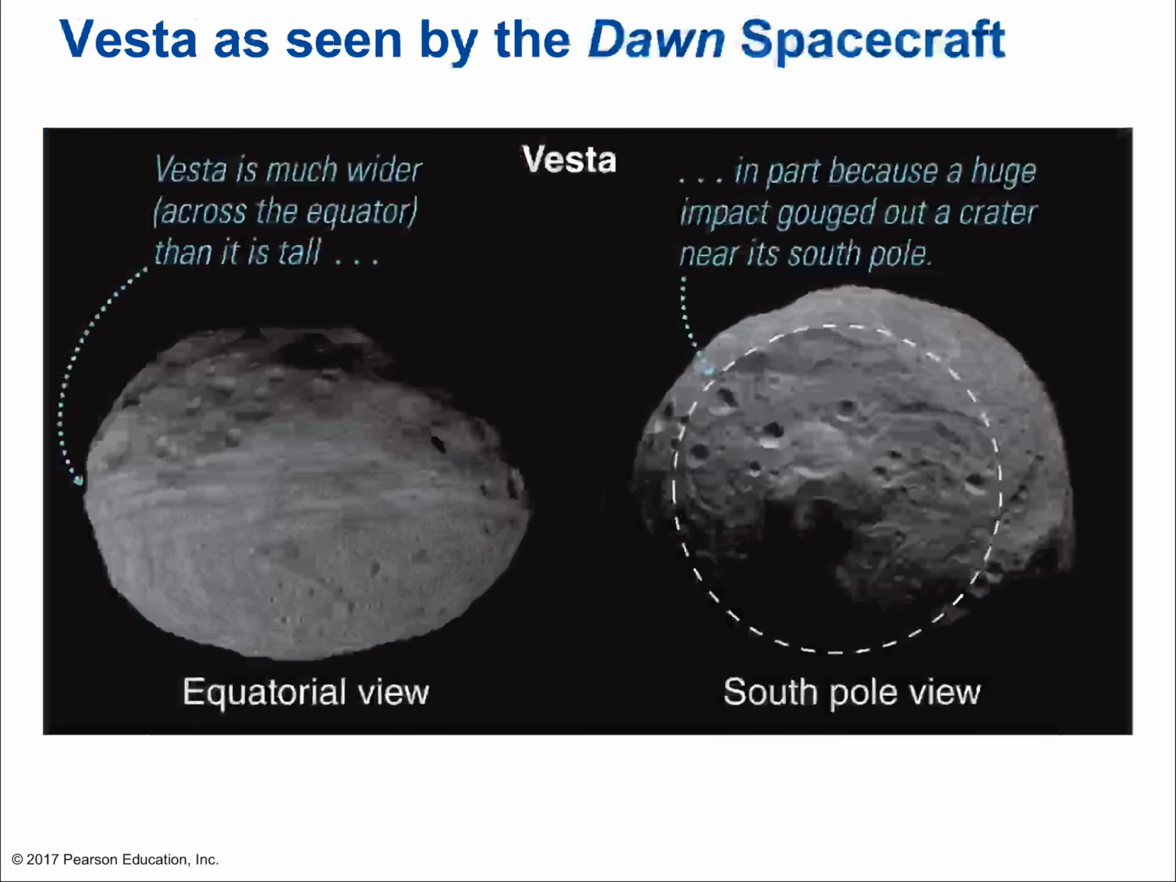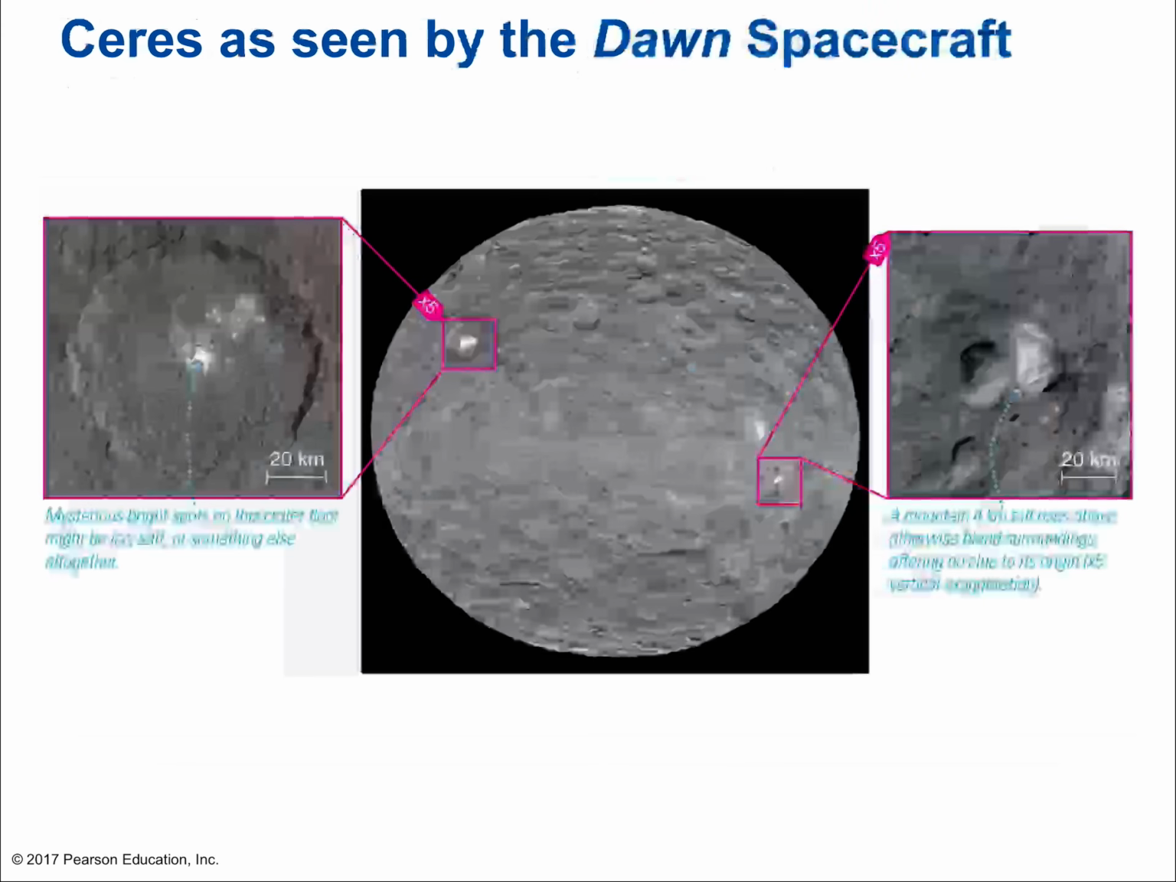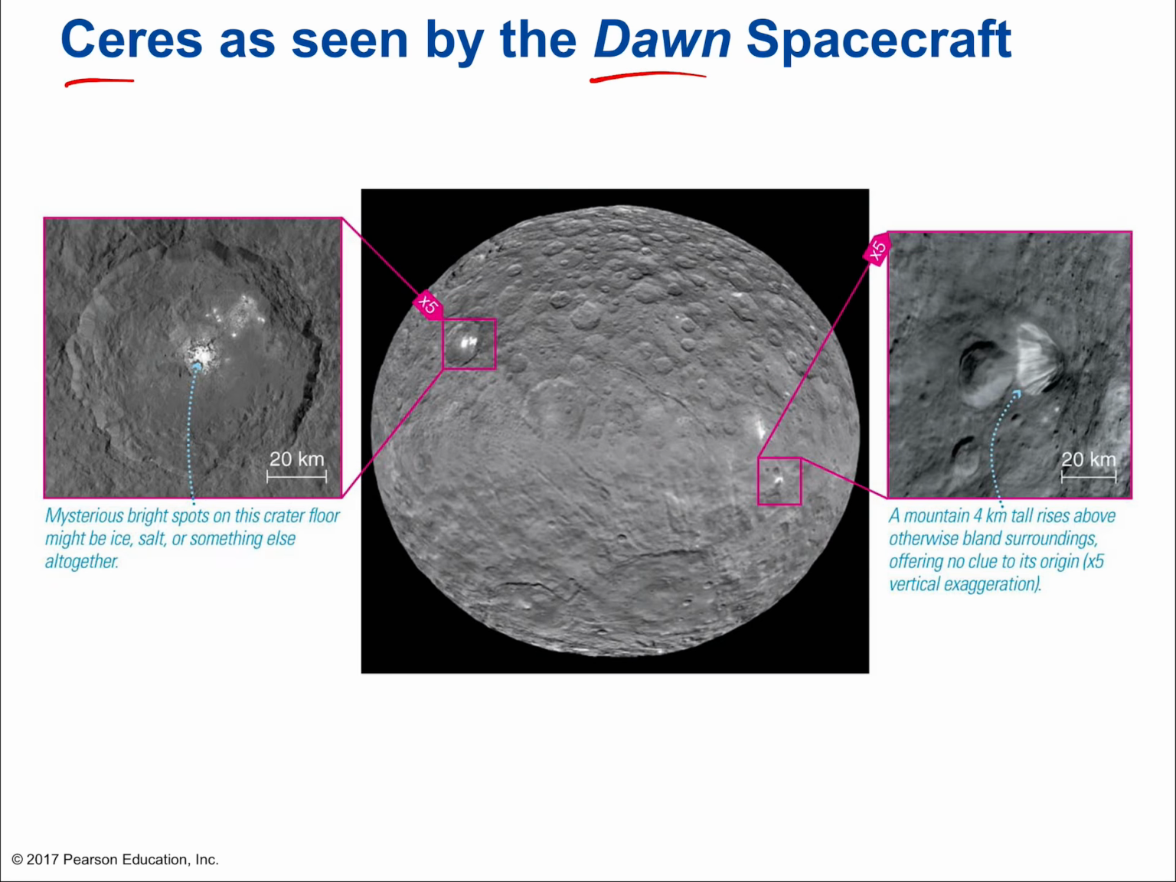So looking at Vesta, a well-known asteroid, the Dawn spacecraft flew by, so we were able to get some close-ups. It's much wider across one side. South Pole view, equatorial view. We see some interesting stretch marks across the equator, and lots of cratering on certain sides. There's evidence of a huge impact that gouged out a big piece of it, like a big piece broke off. Kind of cool to imagine. Here we see Ceres, also observed by a flyby from the Dawn spacecraft.